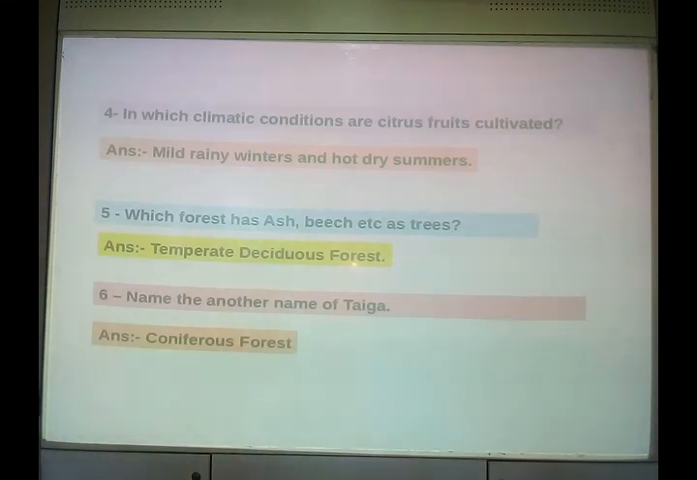Many more types of forest you are going to get in higher classes, but up to here this much is the case. You have to learn all these types of forest, which make up altogether the vegetation of the country. Clear? Yes. Now moving on to another section.